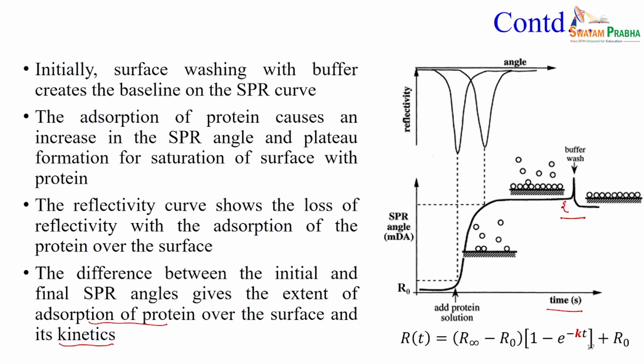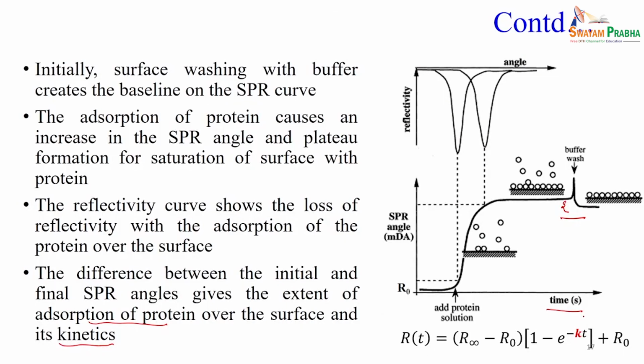So, you fit this with a single exponential function: R(t) is equal to (R infinity minus R 0) times (1 minus e to the power minus k t) plus R naught, because R naught is not 0, it may have a certain value, and here k is the adsorption constant. Now, if you see the protein adsorption process, it is an equilibrium between adsorption and desorption. Here the k includes both Ka, adsorption, and Kd, desorption.